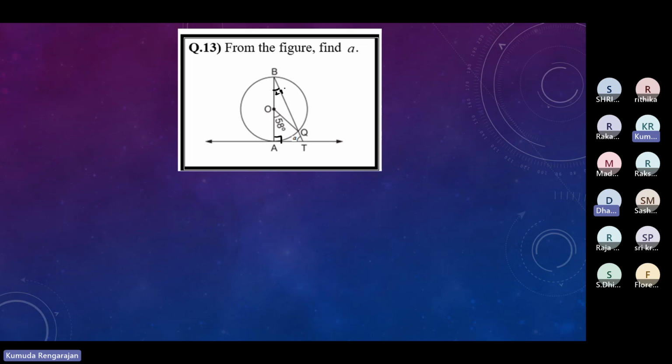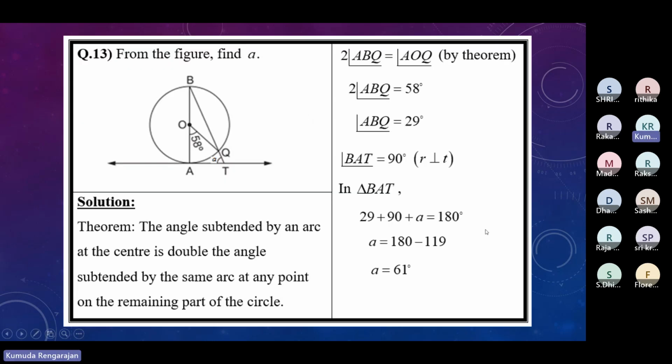This is 29. Somebody's mic is enabled, children. Please disable your mic. Then by using the angle sum property in triangle BAT, A is equal to, how much will that be? 93, ma'am. No. 61, ma'am. 61, correct. Yeah, take it down, children.